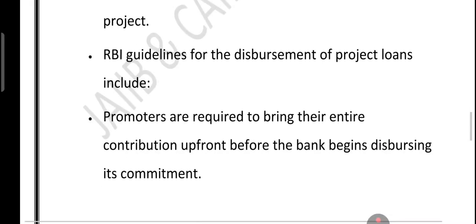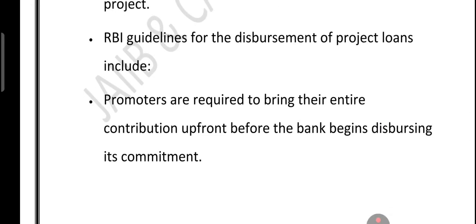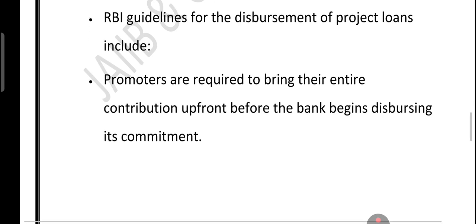Now here is what the RBI says about the project loan. Promoters, meaning the people behind the project, must bring in their entire contribution upfront before the bank gives out its part. Why? So that the promoter shows real commitment before using public funds, that is the bank's money. As per the RBI guidelines, the promoters must bring their entire contribution upfront before the bank gives out its part.